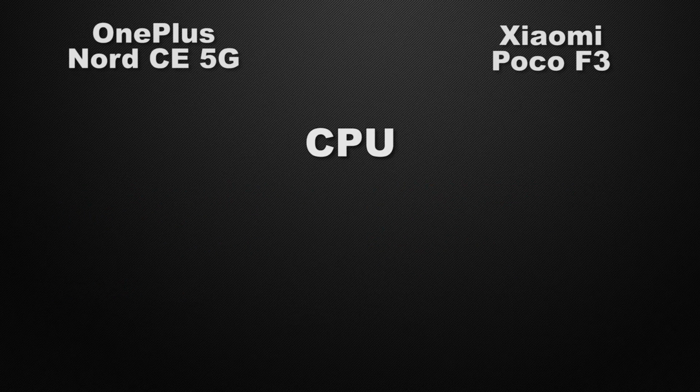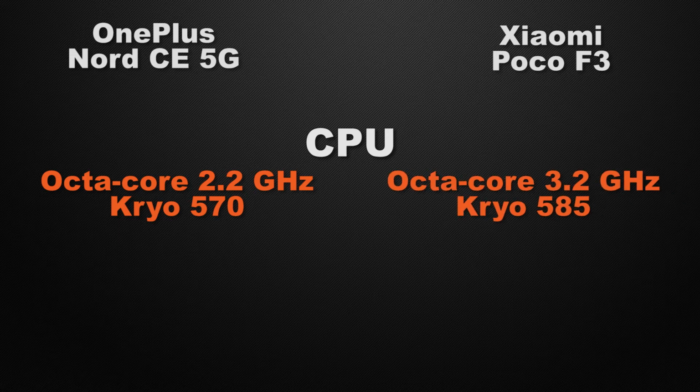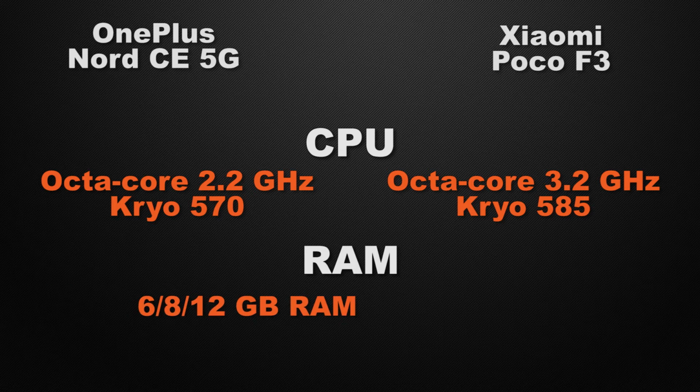Let's talk about the clock speed of the devices. Nord can clock at 2.2 GHz based on octa-core Kryo chipset, whereas F3 can clock at 3.2 GHz based on octa-core Kryo chipset. So the winner here is F3 because it has a faster clock speed. And about the RAM variants in the devices, Nord has 3 options, 6, 8 and 12 GB, whereas F3 has 2 options, 6 and 8 GB. So the winner here is Nord because it has multiple RAM options.